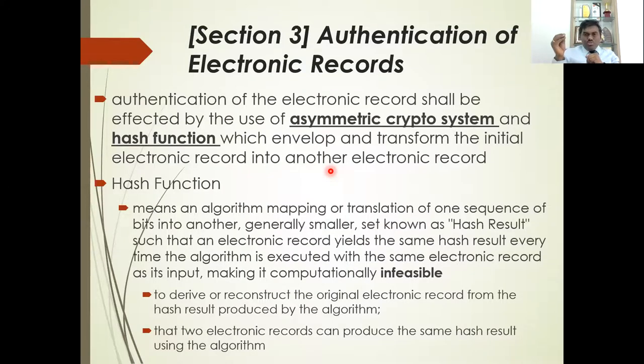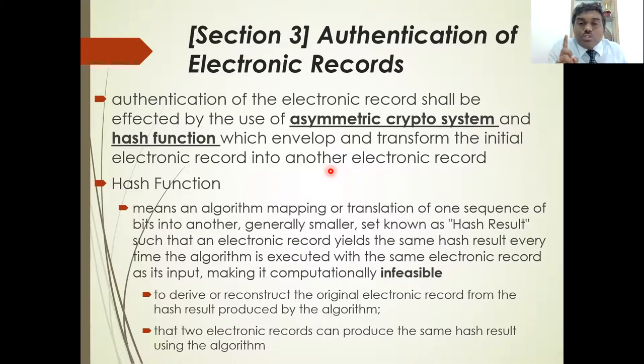Section 3, we will just spend some time. Section 3 talks about authentication of electronic record. How can I authenticate an electronic record? They say an electronic record can be authenticated if it is by method of asymmetric crypto system and hash function. Two important words, important slide, understand the concept.